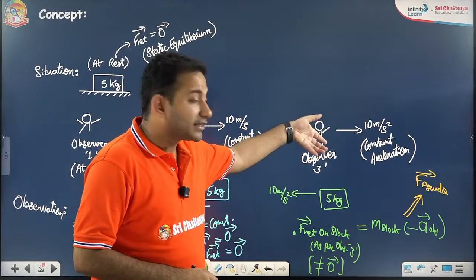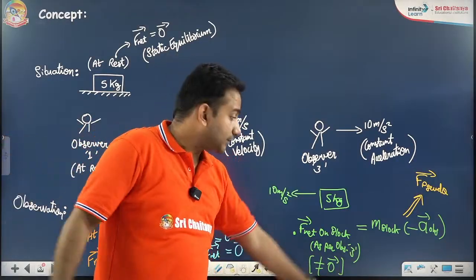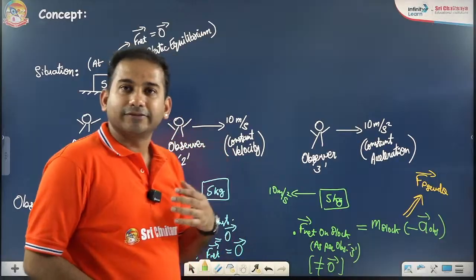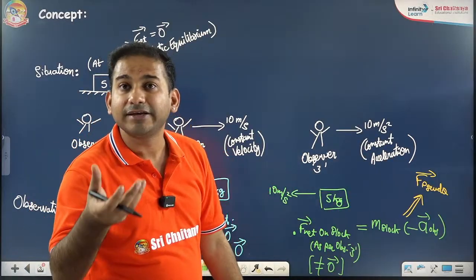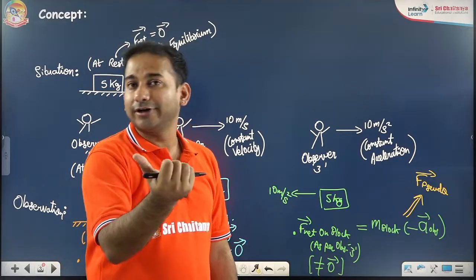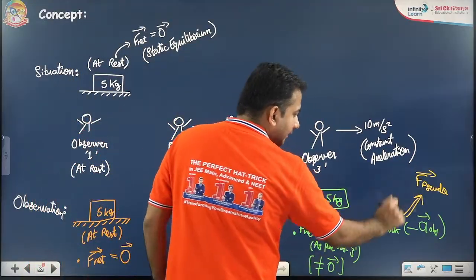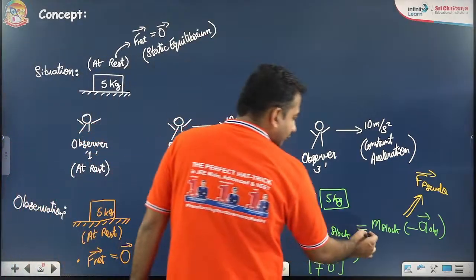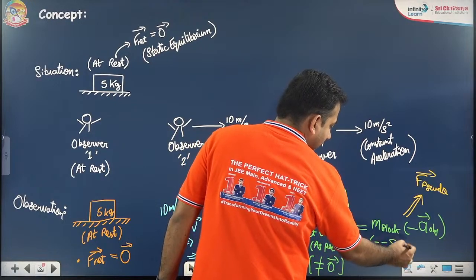But the observer will observe that the block is accelerated opposite. So that's why there is a minus. If the observer is accelerated with 10 meter per second square, the object will be observed to be accelerated with 10 meter per second square only in the opposite direction. So that's why you write mass of block into minus of acceleration of observer, in the frame of reference. Magnitude wise, if you calculate, that's going to be 5 into 10, minus 50 Newton.